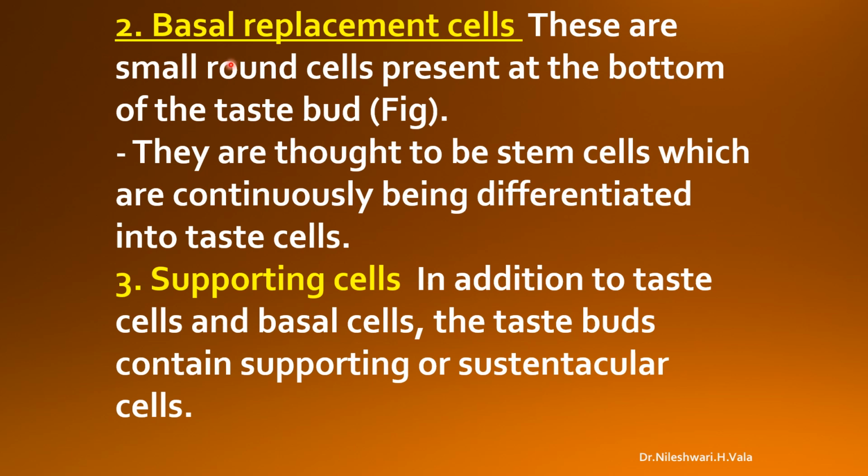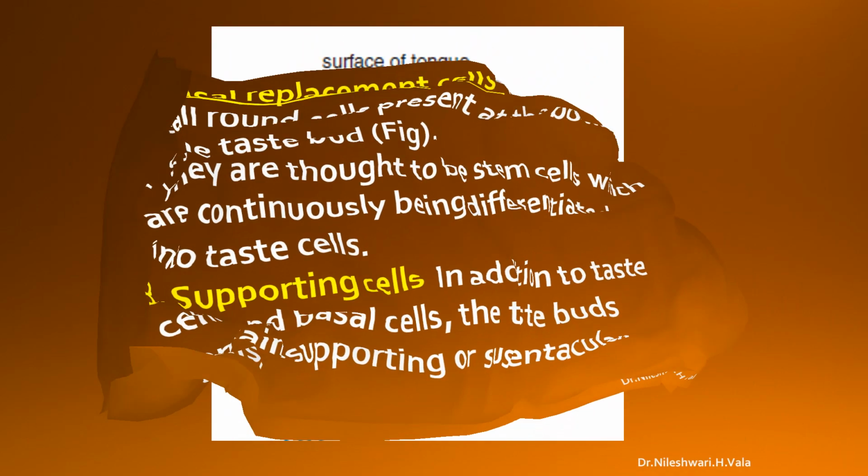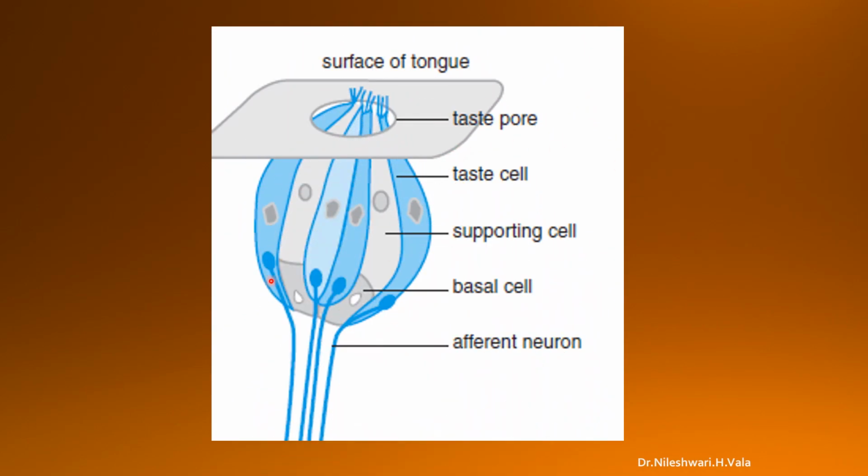Then basal replacement cells. These are small round cells present at the bottom of the taste bud, and they are thought to be stem cells which are continuously differentiating into taste cells. Then the last one is supporting or sustentacular cells. So this is another figure. These are the basal cells, these are the taste receptor cells, and these are the supporting cells.